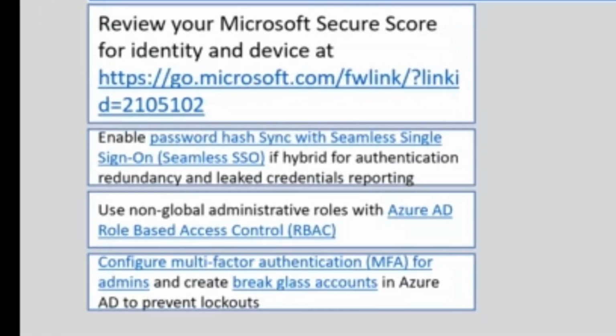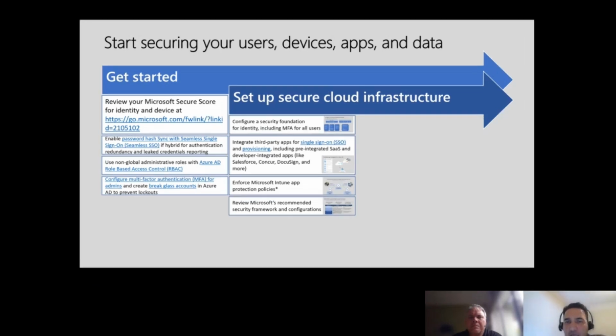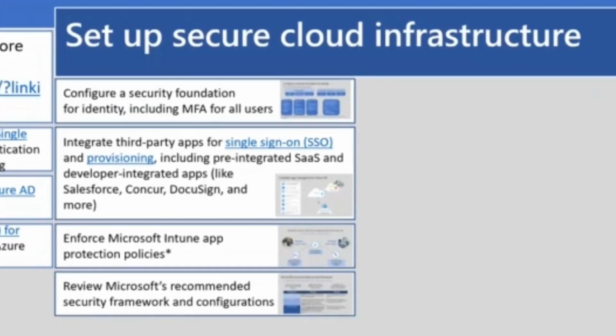And have MFA for admins, which is an easy one. If you don't have it, just enable it and make sure to follow the break glass account rules, so at least in case you need to get back into your Azure AD, you have those accounts ready. After this, we start setting up our secure cloud infrastructure, which is like we talked about, the security foundation for identity and MFA, and then application.